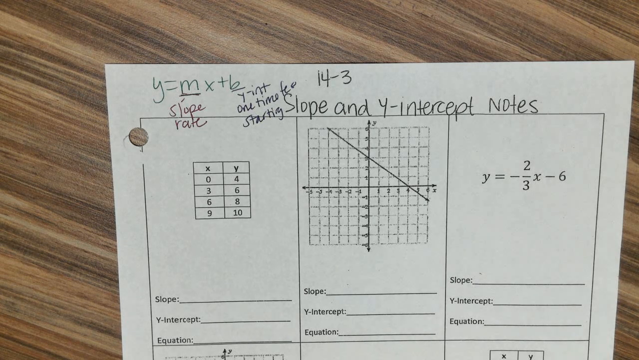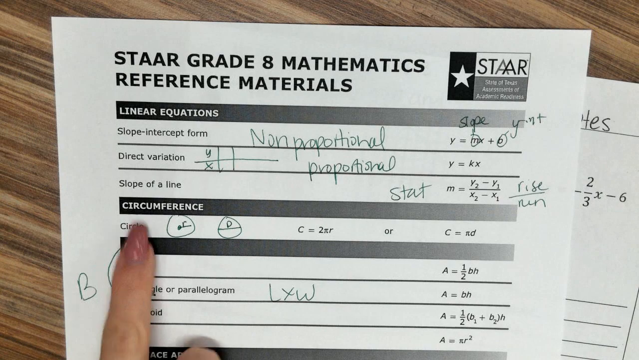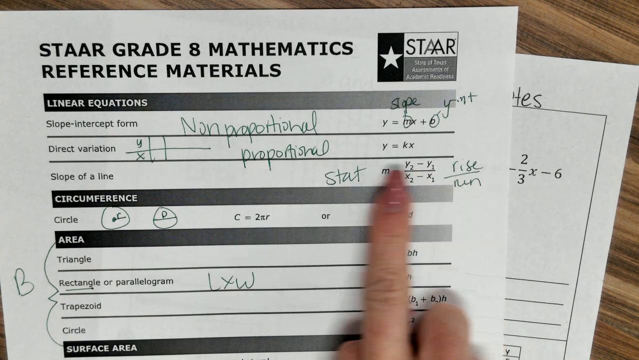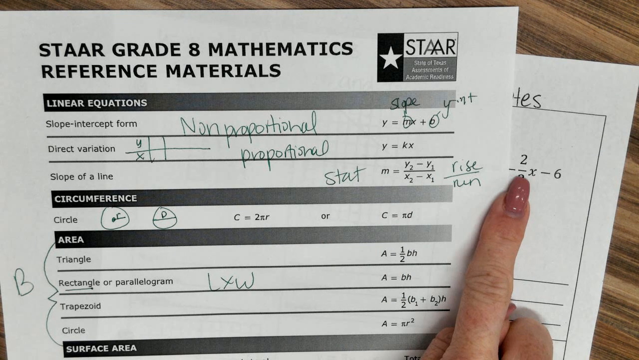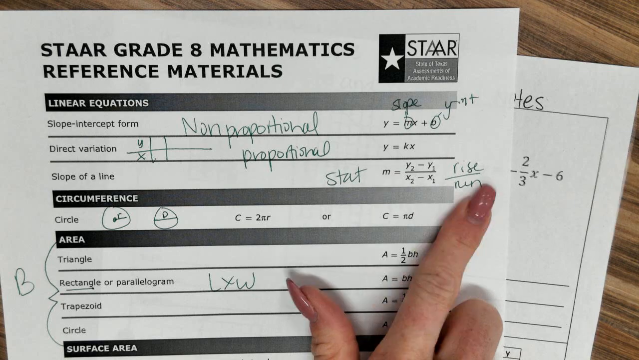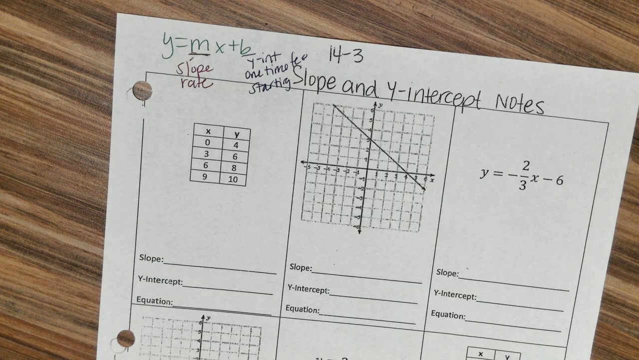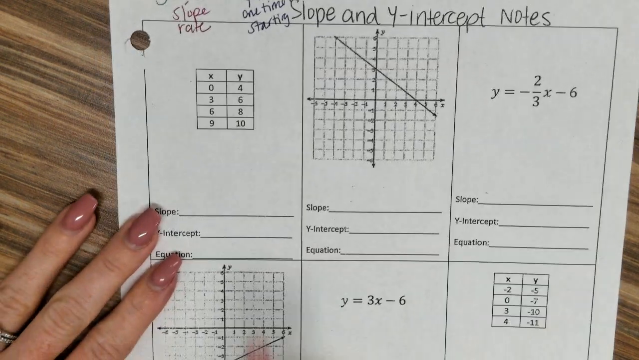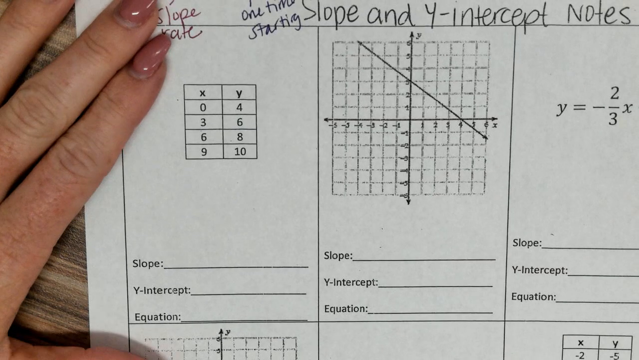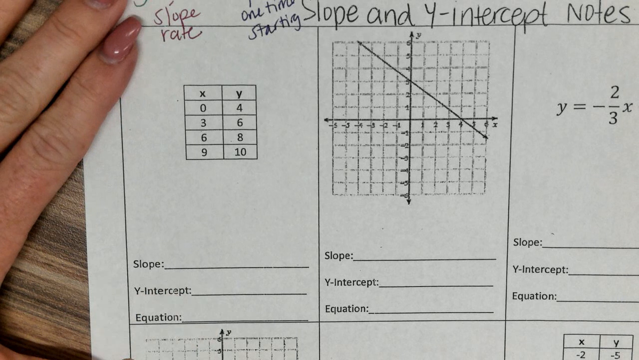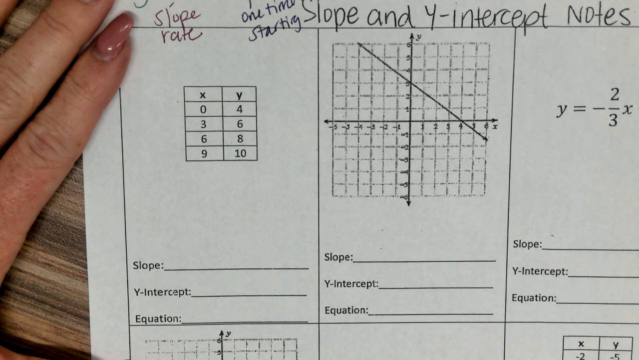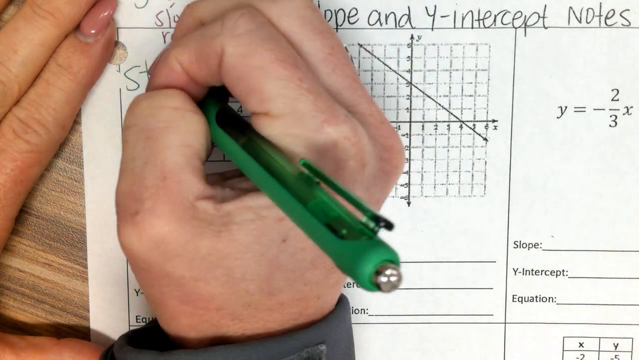Remember that on our STAR chart, where it says slope of a line, these three things are the way that we find slope. I have taught y'all to use stat instead of this formula. And then if it's a graph, you can do rise over run. All right, what is this called right here? That is a table. Where would you find slope and y-intercept on a table? Stat. So everybody write stat right here.